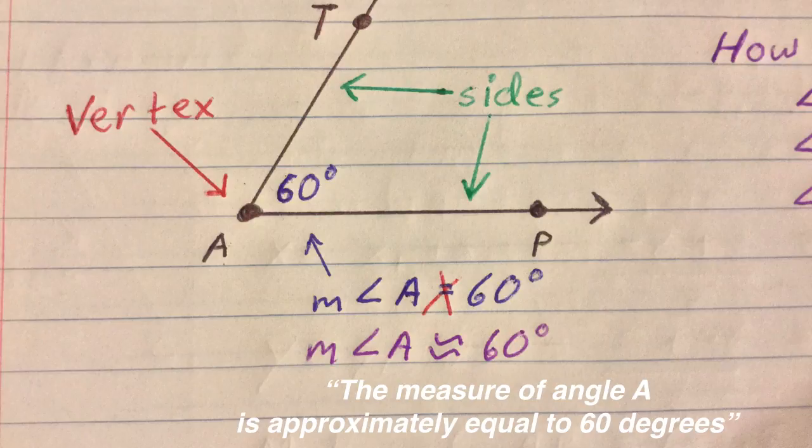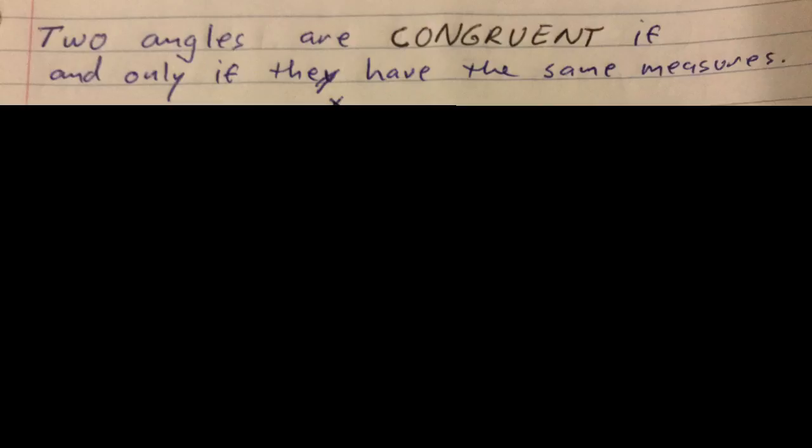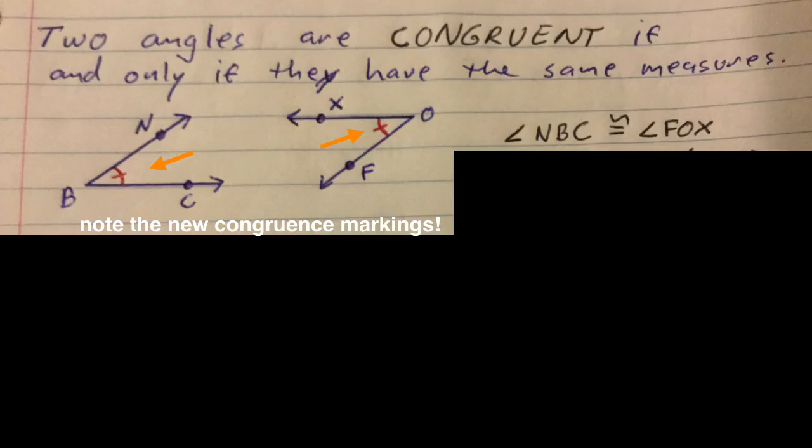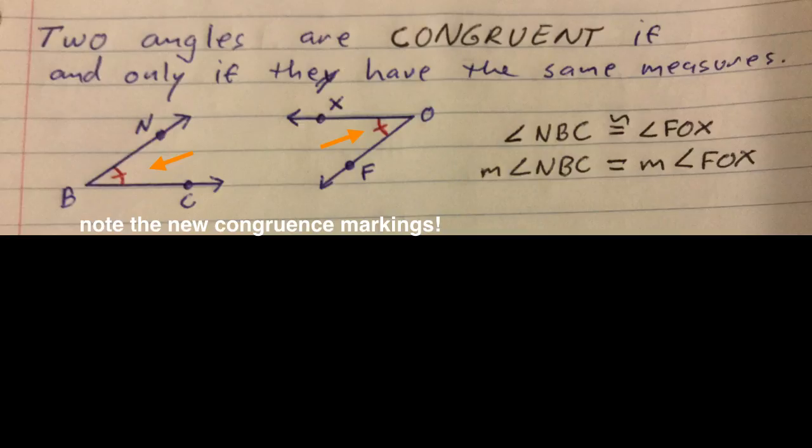We have a couple more definitions. One, we would say two angles are congruent if and only if they have the same measures. So let's take a look. We've got these two angles here. Please note those new congruence markings. We've got the red arc with the little red tick mark in them. So now we could say that angle NBC is congruent to angle FOX, or we could say the measure of angle NBC is equal to the measure of angle FOX.